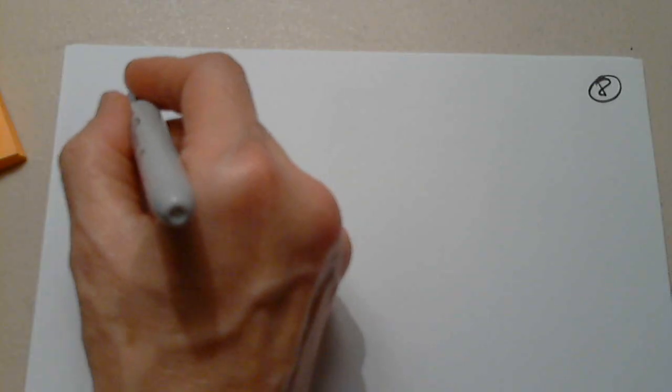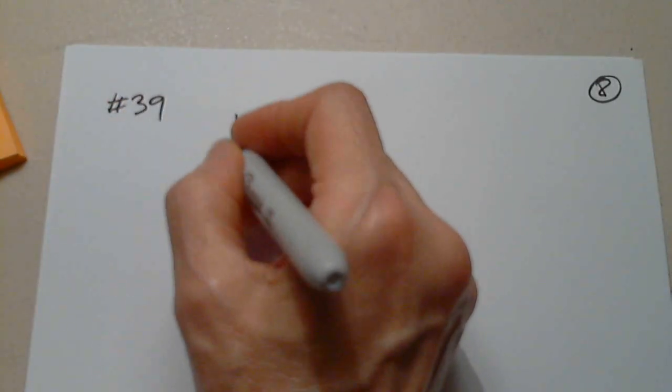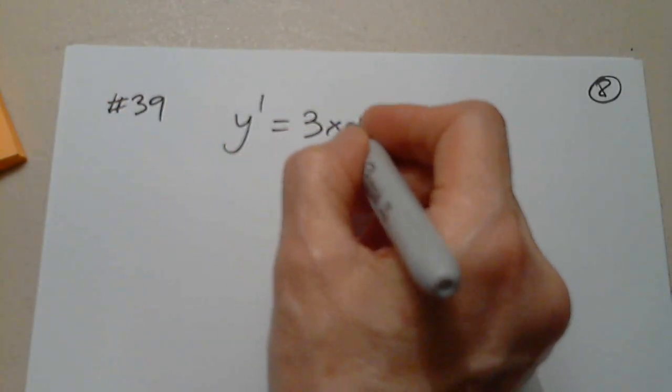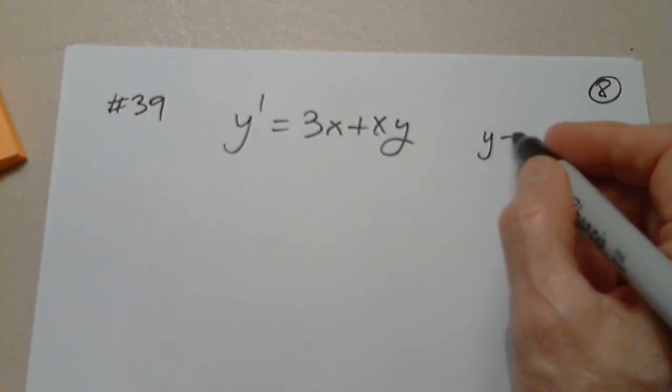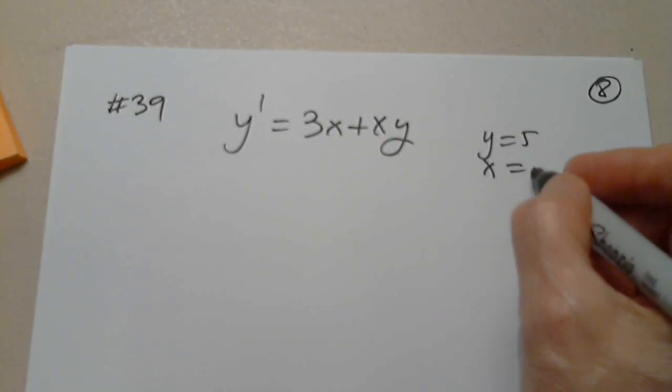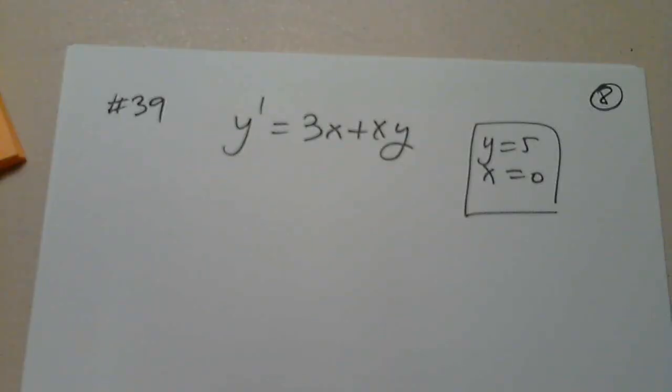If you want to choose the next, please do. So y prime equals 3x plus xy, and they're telling us that y is 5 when x is 0. So this is the initial condition. This is the point they are giving us, 0, 5.